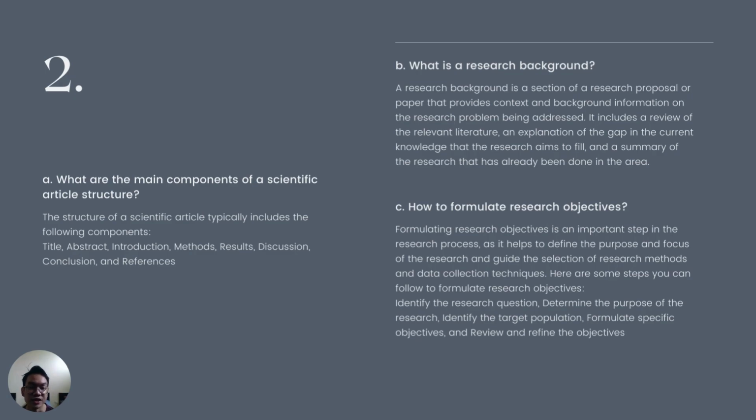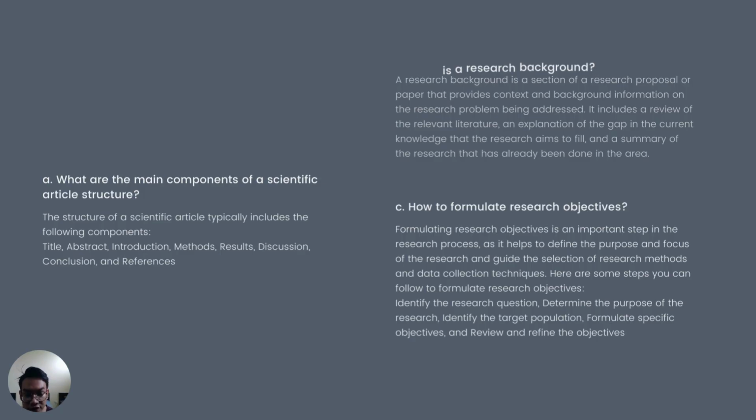C. How to formulate research objective. Formulating research objective is an important step in the research process, as it helps to define the purpose and focus of the research and guide the selection of research methods and data collection techniques. Here are some steps you can follow to formulate research objective. First, identify the research question, determine the purpose of the research, identify the target population, formulate specific objective, and review and refine the objective.